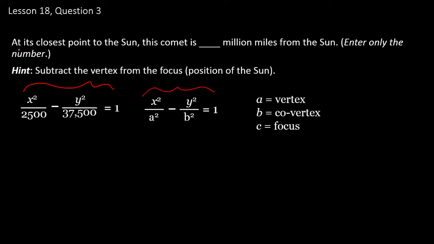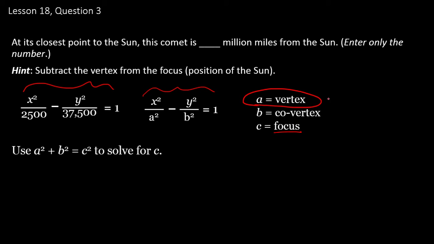Now we want to know, at its closest point to the sun, how close this comet is, how many million miles it is from the sun. So the hint you're given is to subtract the vertex from the focus. We found the vertex in the last question, so I'm going to subtract that from the focus. So I need to find the focus.